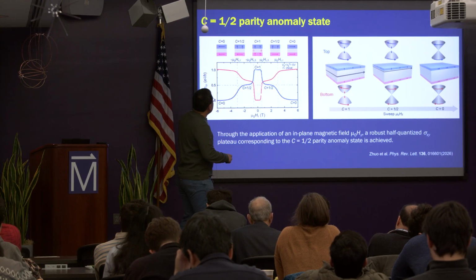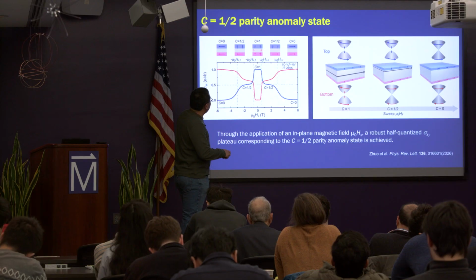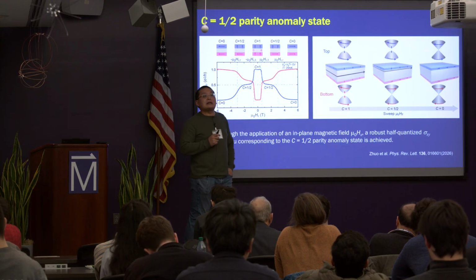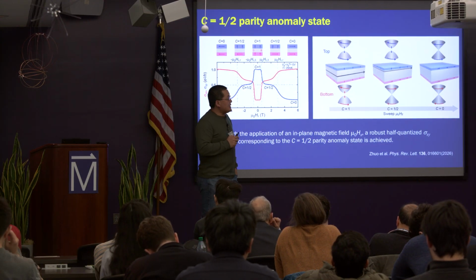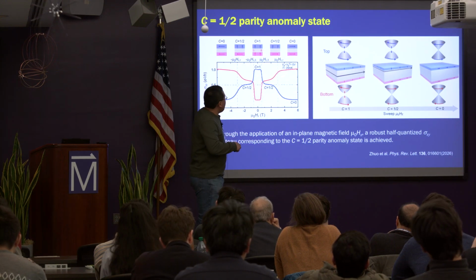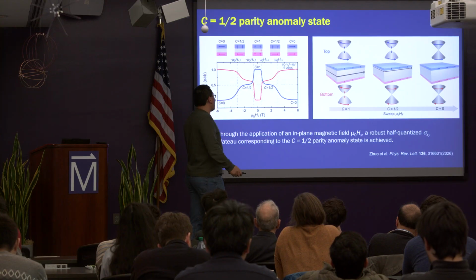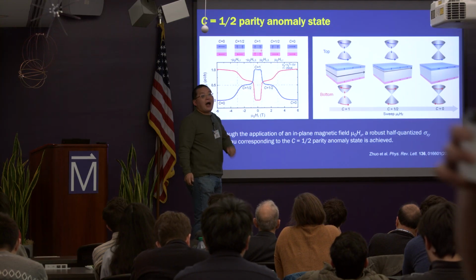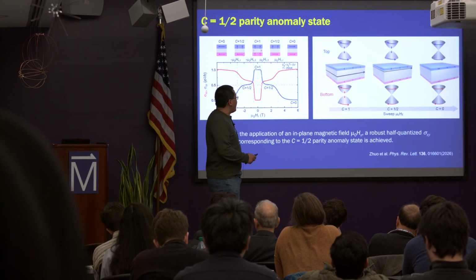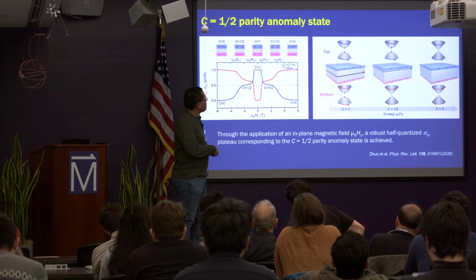So here we can see our data. When you apply the in-plane magnetic field, we realize a C = 1/2 robust quantized plateau, and this state corresponds to the theoretical prediction. We call it the C = 1/2 parity anomaly state. The paper was just published last week.